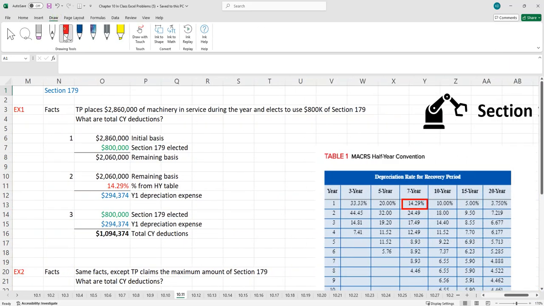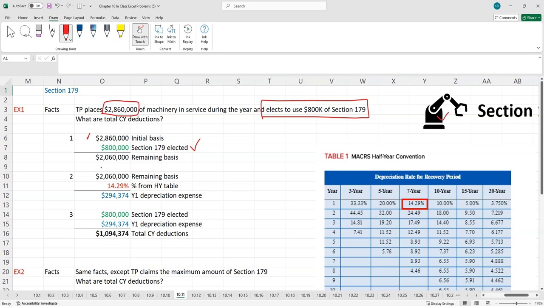So they're telling us here they put 2.8 in service during the year. It's a machine. They elect to use 800 grand of 179 on there, right? So they put that amount in. They elect 800,000 on there. Maybe that's what they qualify for after any kind of phase out or other kind of items.